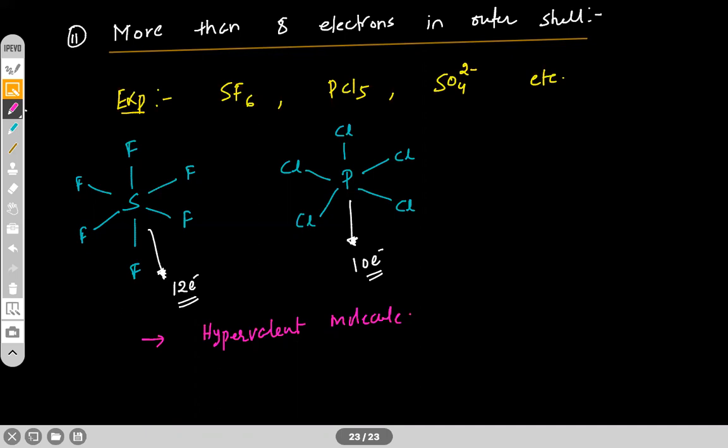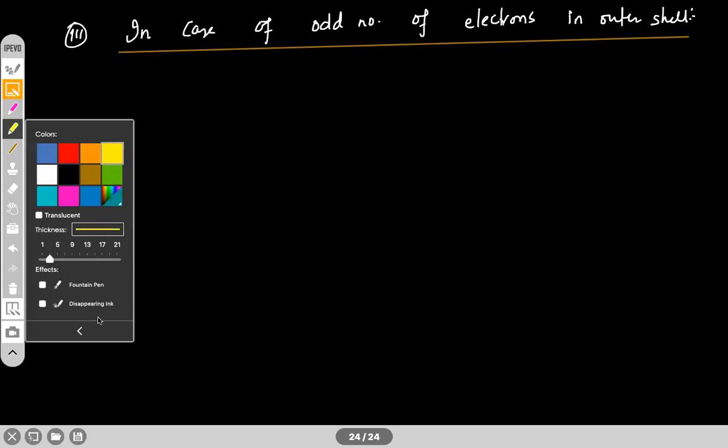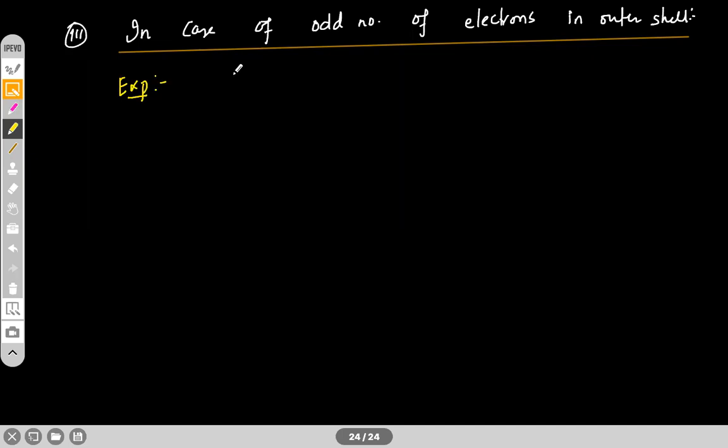Next, write down the third exception we have. In case of odd number of electrons in the outer shell, these molecules we also call odd electron molecules. For example, we have NO, we have NO2, ClO2. All these molecules are odd electron molecules because they have an odd number of electrons.